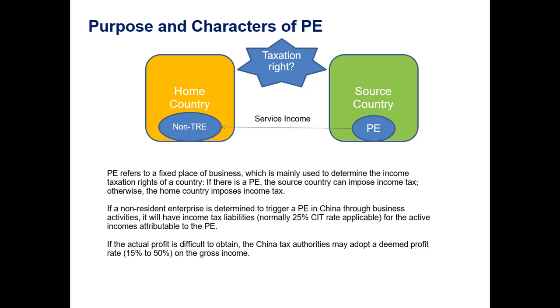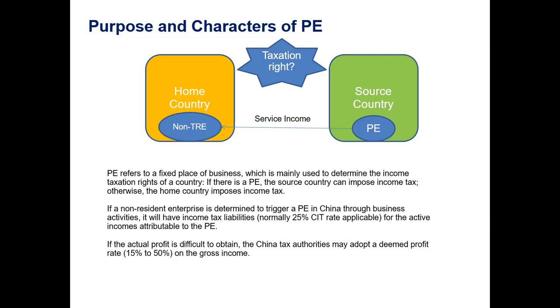China is the source country, and your home country is in Europe, maybe Germany, maybe France, maybe Switzerland, and you are located in the home country. You are the non-resident from the home country, receiving income from the source country. The source country is China. So what is the purpose of PE? Basically speaking, the purpose of PE is to distinguish the taxation right between the home country and the source country.